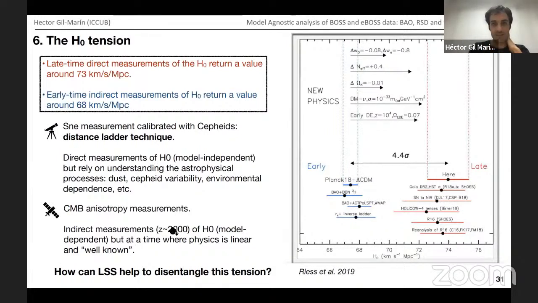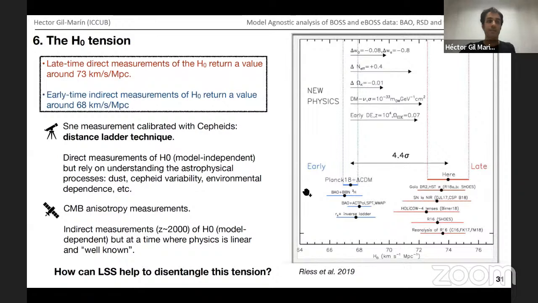Of course, this way of measuring H0 is model independent, but relies on understanding very complex astrophysical processes. So it could be that there are some hidden systematics within dust, Cepheid variability, environmental dependence of the Cepheids, etc., but the SHOES team, which is one of the teams measuring this, have been doing a very careful examination. They haven't found any.